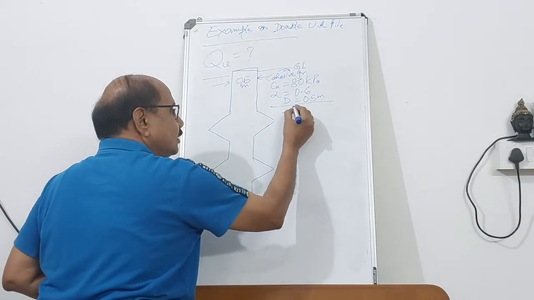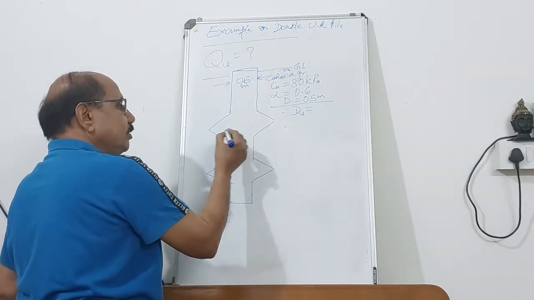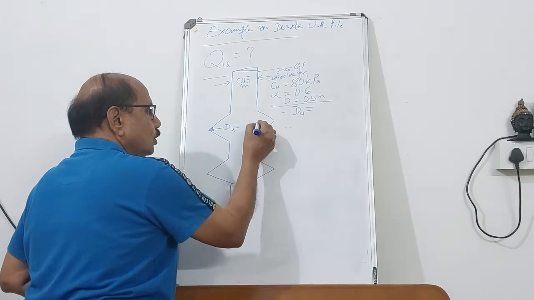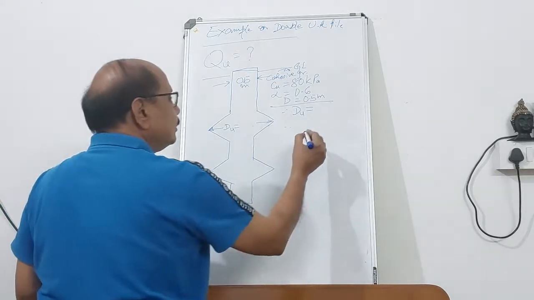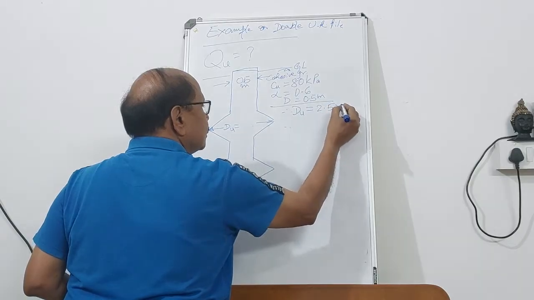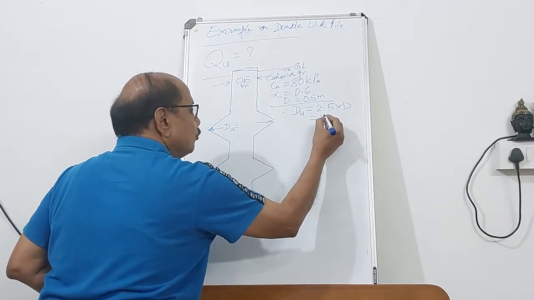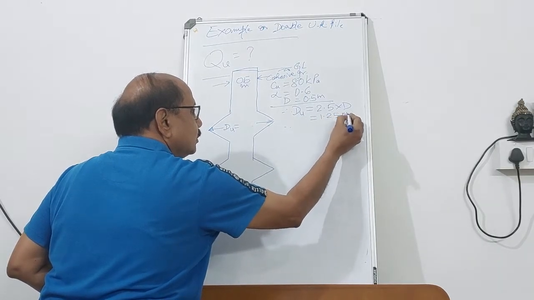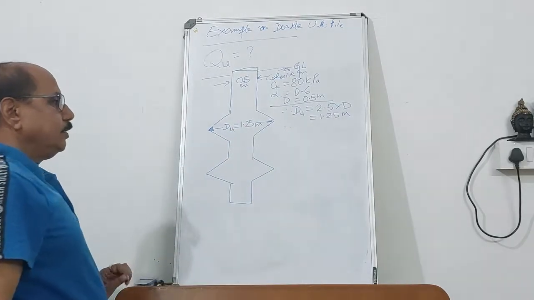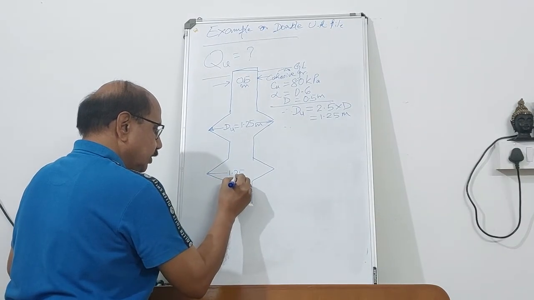Therefore, we can find out the diameter of the bulb, or diameter of the under-ream. How much will it be? The diameter of the under-ream, du, can be calculated. It's going to be 2.5 times the shaft dia. So therefore, this is going to be 1.25 meter.